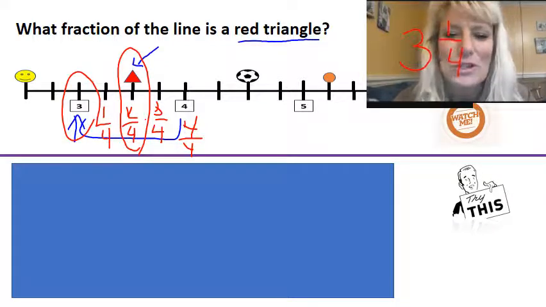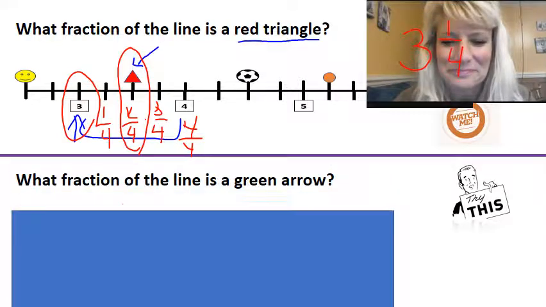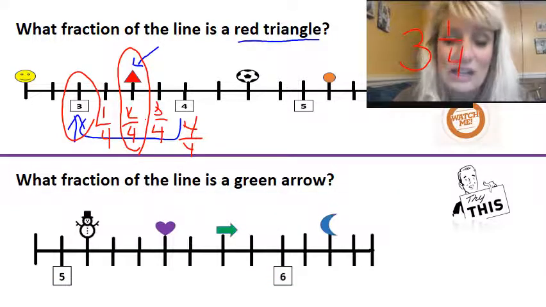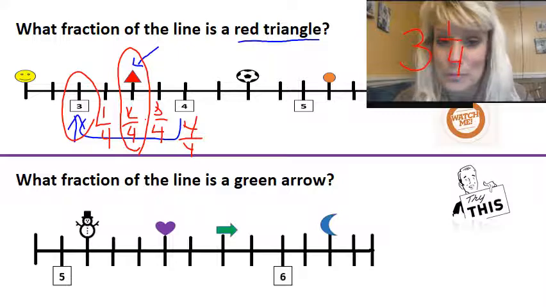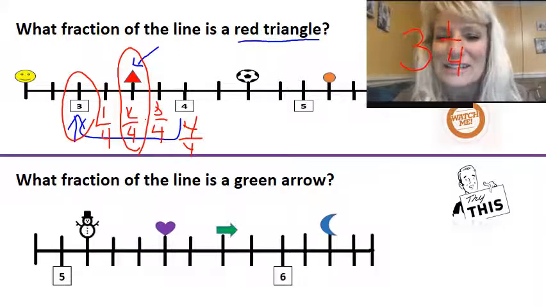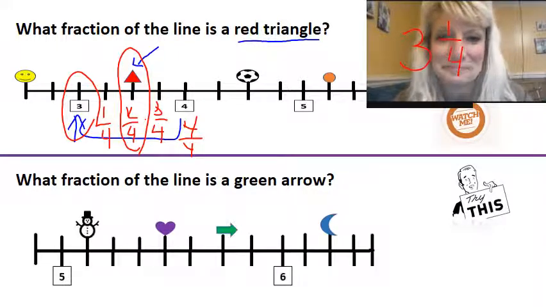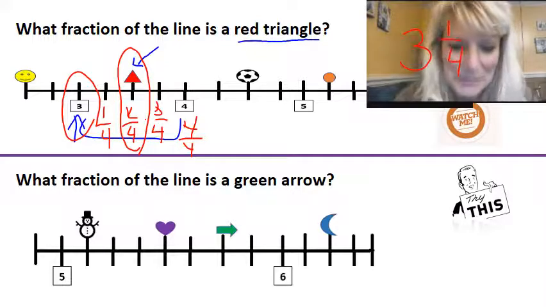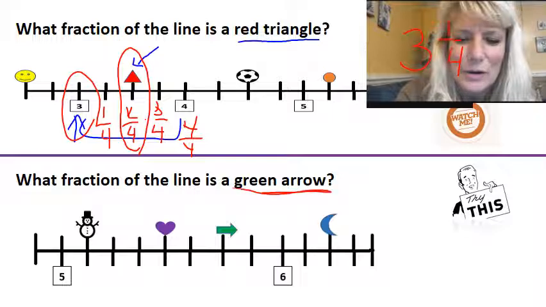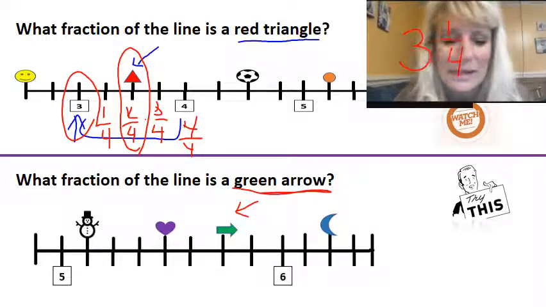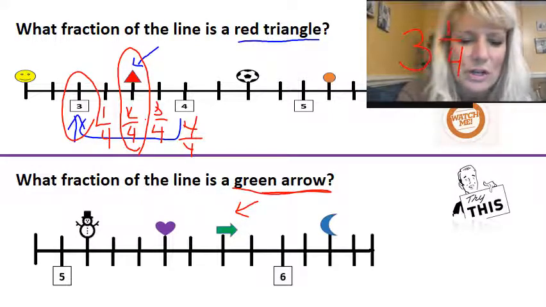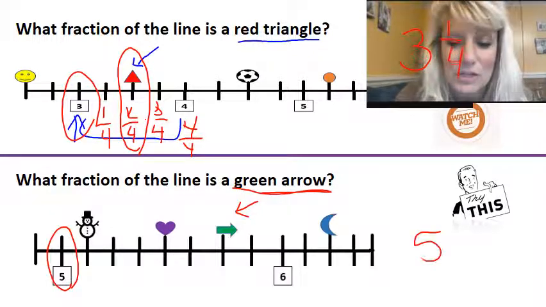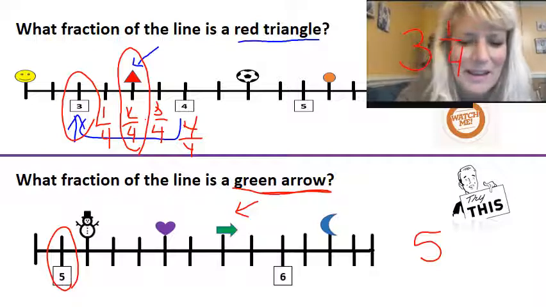All right, I want you to try the next one. What fraction of the line is a green arrow? Use the same strategy that I did and come on back and we'll check it. Okay, let's see. You were looking for the green arrow. The green arrow is located right here. So the first thing that you'll want to do is it's 5 and something. We just have to figure out what that something is.